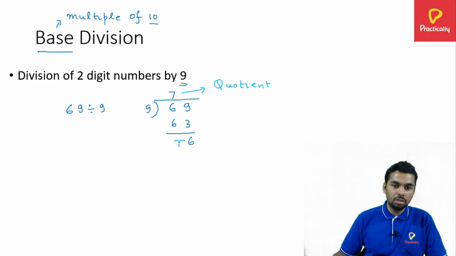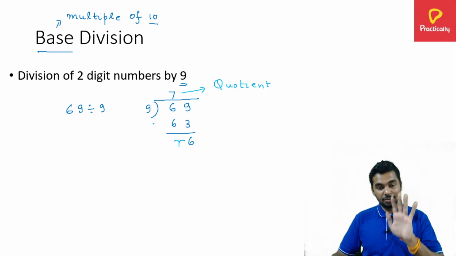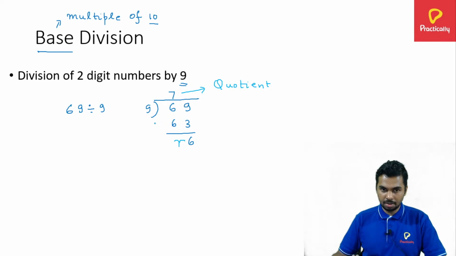So this is the quotient, this is the remainder. Now imagine that if this is a very large number and you don't know the multiplication table of 9, then it is not possible to do this division. But the Vedic mathematic method does not require you to know the multiplication table of 9 or any other number.